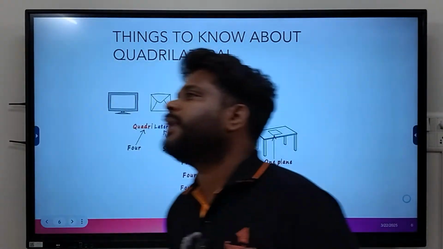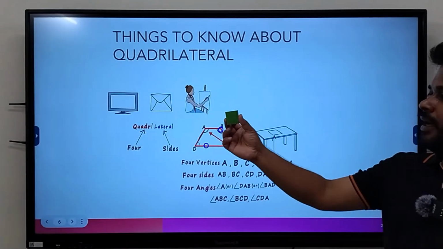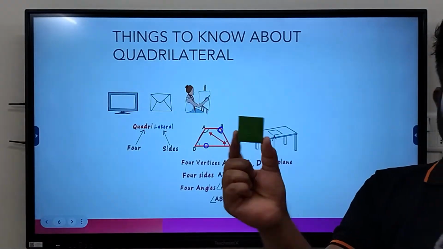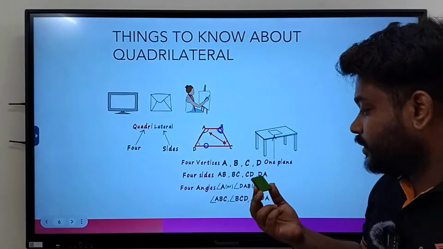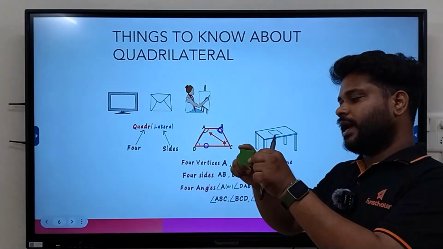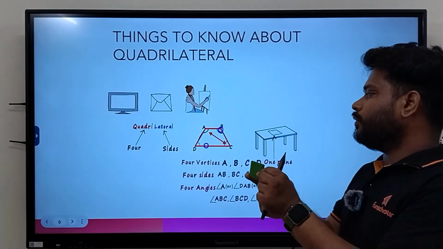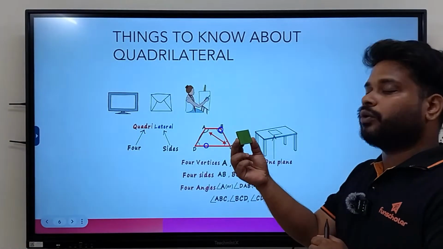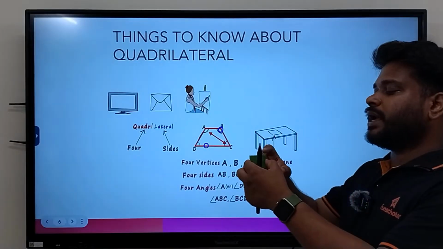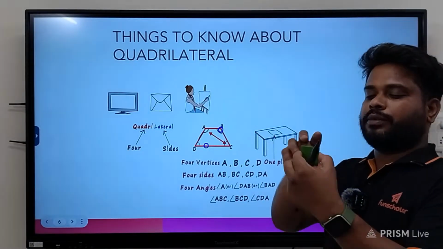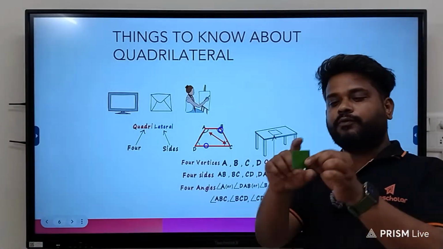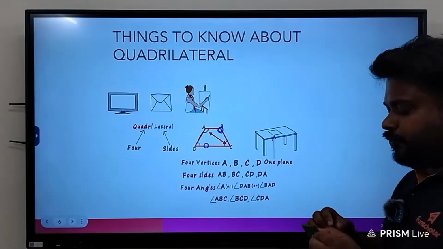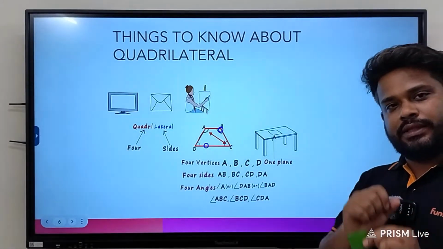If I explain it by this one, this is an example of a square, and this will also be a quadrilateral because it has 4 sides. These 4 corners will be the vertices of this square or quadrilateral. The 4 sides will be from this to this, this to this, this to this, this to this. And the 4 angles will be this, and this.